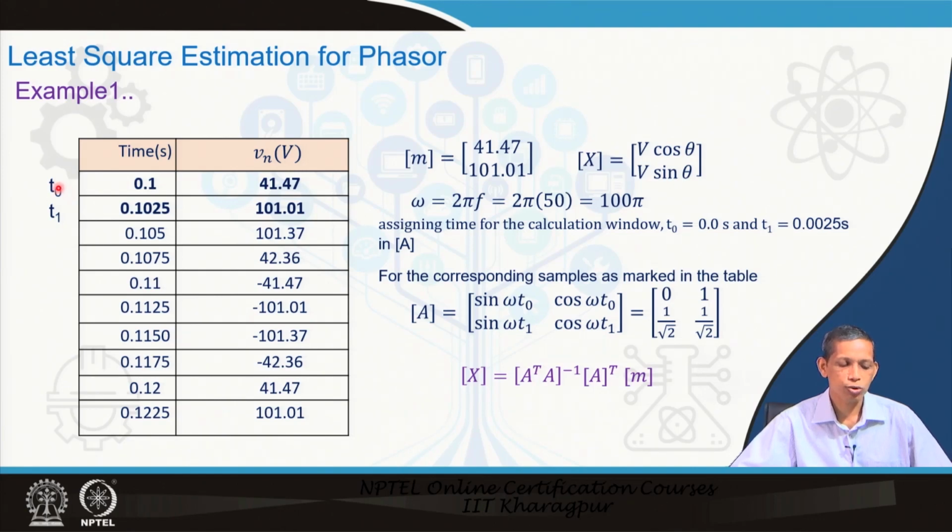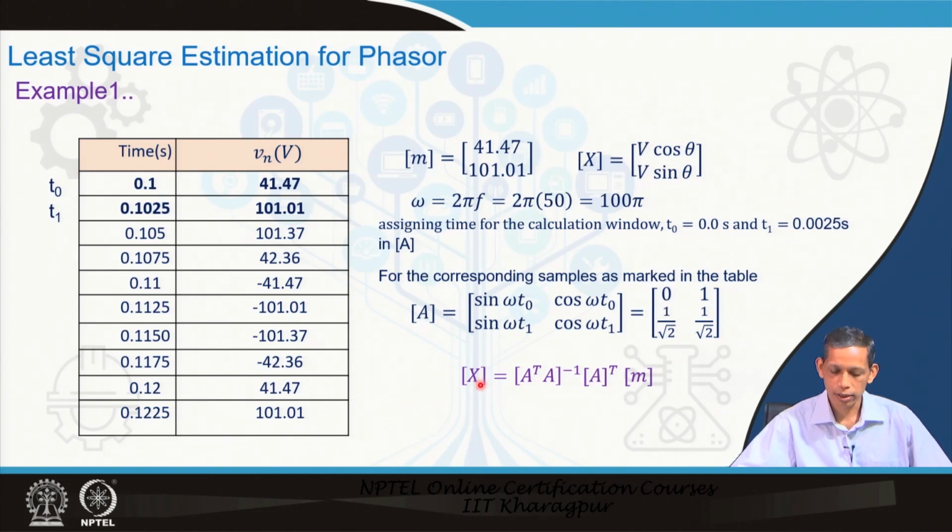So, we consider T0 to be 0 here and T1 to be T1 here. So, the first sample corresponds to the 0th time and the second sample up to the delta t. So, at least we can say that you substitute these values, then we get the A matrix to be 0 1, 1 by root 2, 1 by root 2.